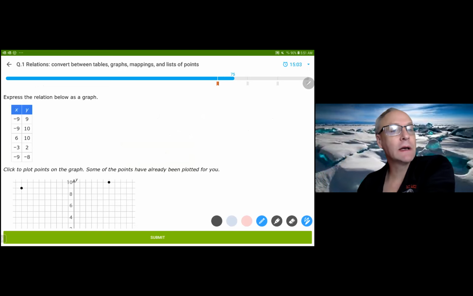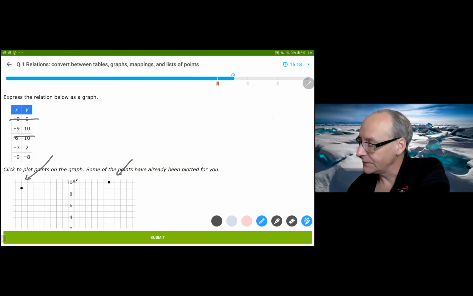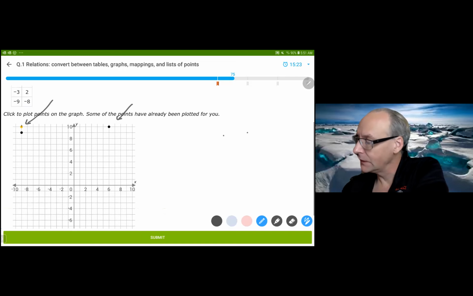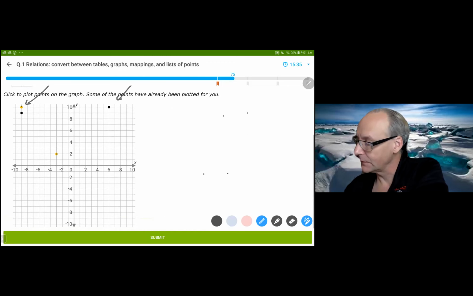Okay, we have a -9, 9, which I can see. I can also see my 6, 10. See the 6, 10 right there? And there's my -9, 9. And I'm missing my -9, 10, which needs to be graphed. There it is. Let's see if I have a -3, 2. I don't have one of those on there. There's a -3, 2. And a -9, -8 probably is on there. Let's take a look and see. Nope. -9, -8 is right there, isn't it? Yeah, it looks good. So we had some missing.